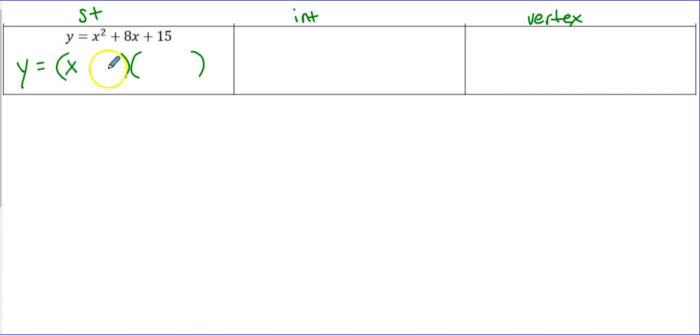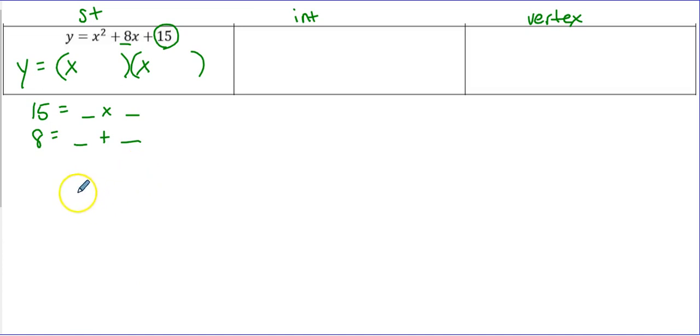We're going to have an x here and an x here. We might have a plus and a plus. We might have a plus and a minus. That I don't want you to worry so much about. What I want you to think about, though, is look at the 15 and look at the 8. I need something that when I multiply it, I get 15. So 15 equals something times something. And 8 equals the same two numbers plus each other.